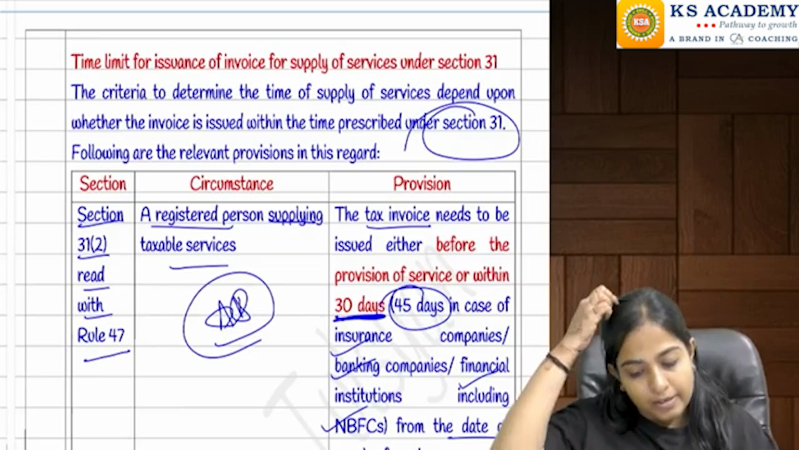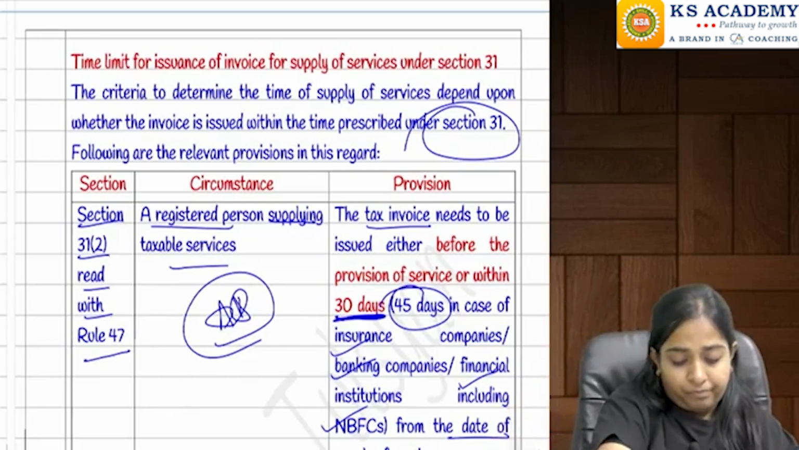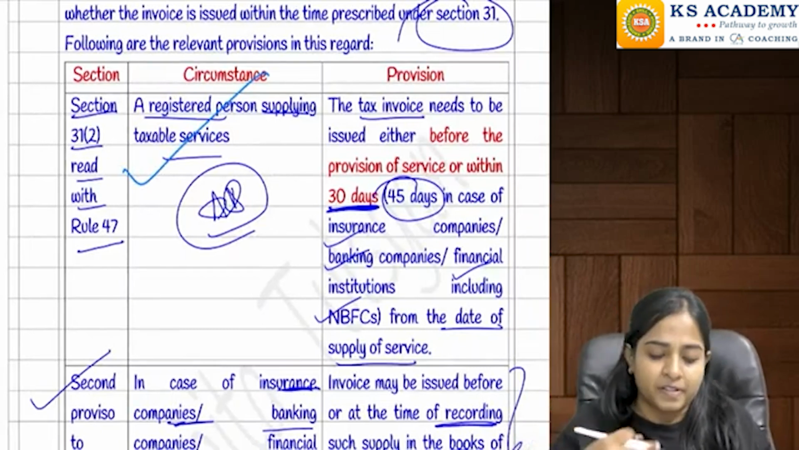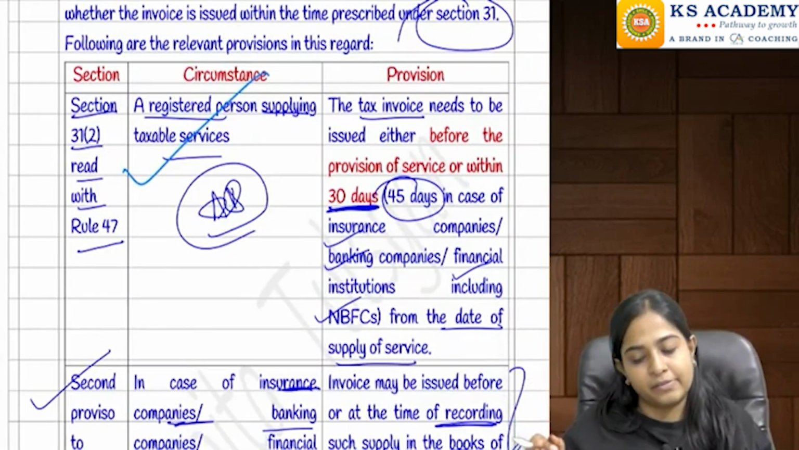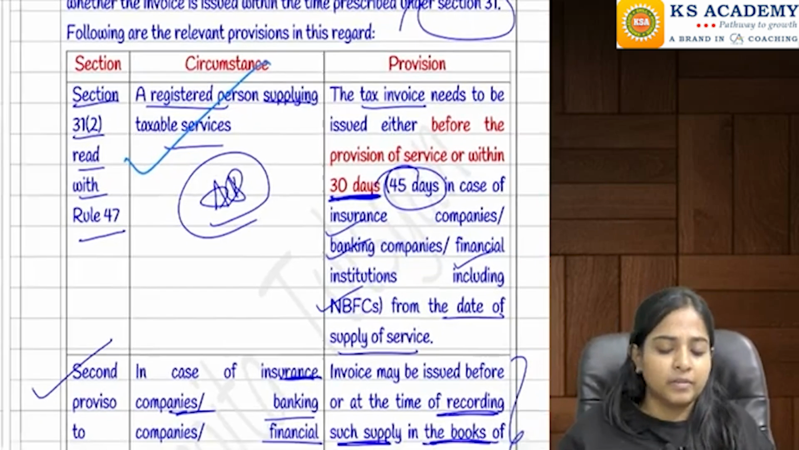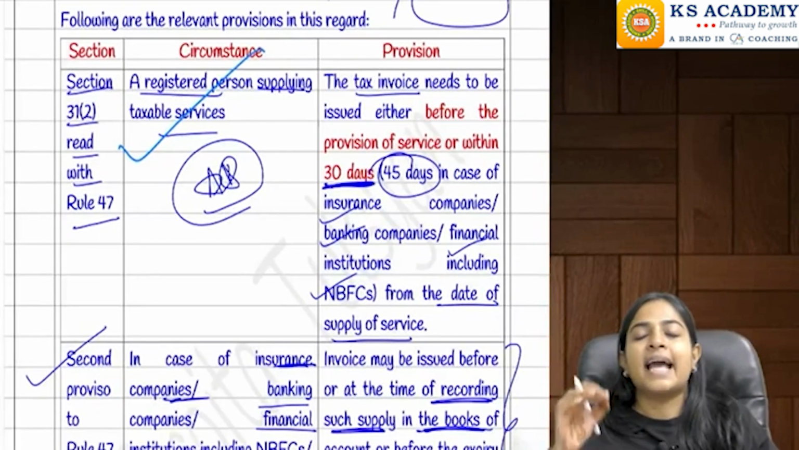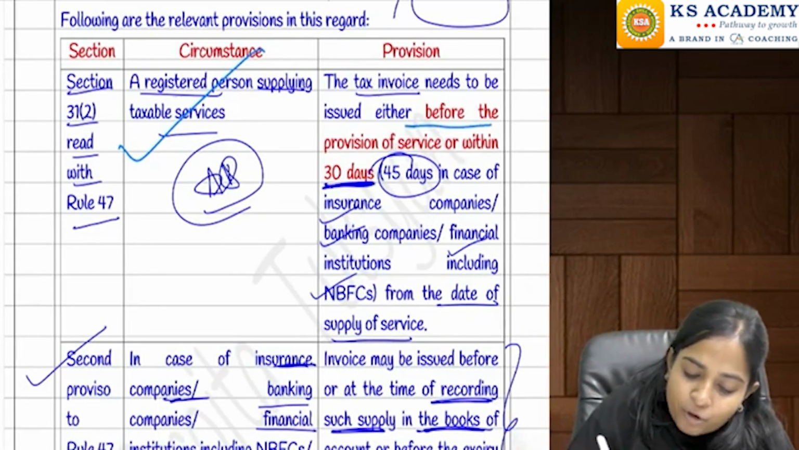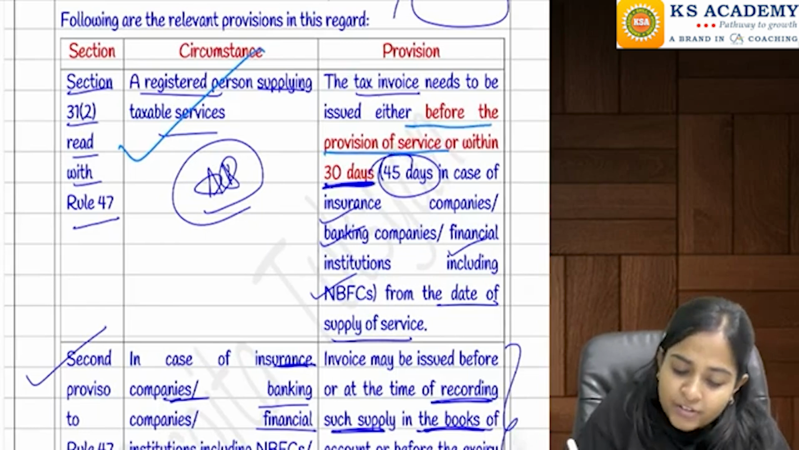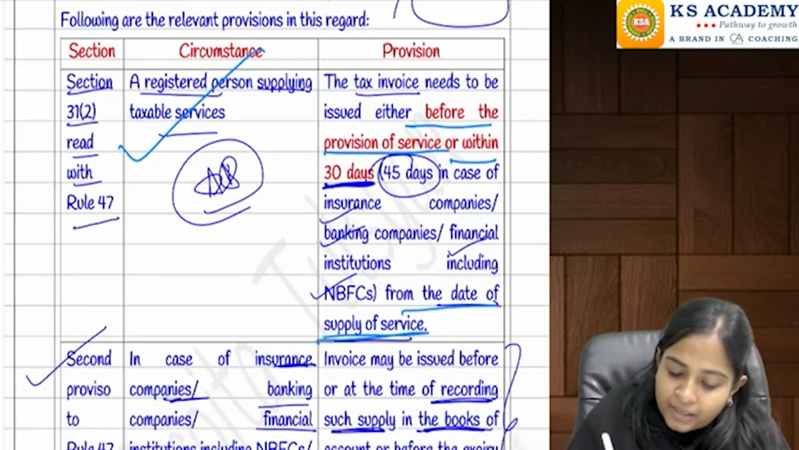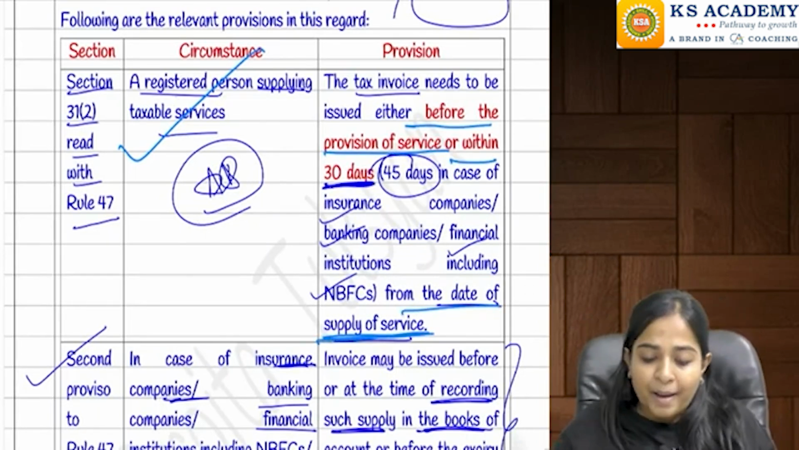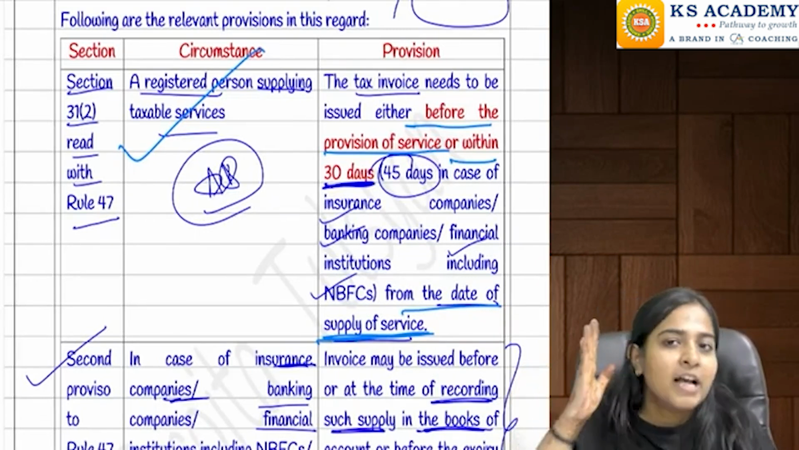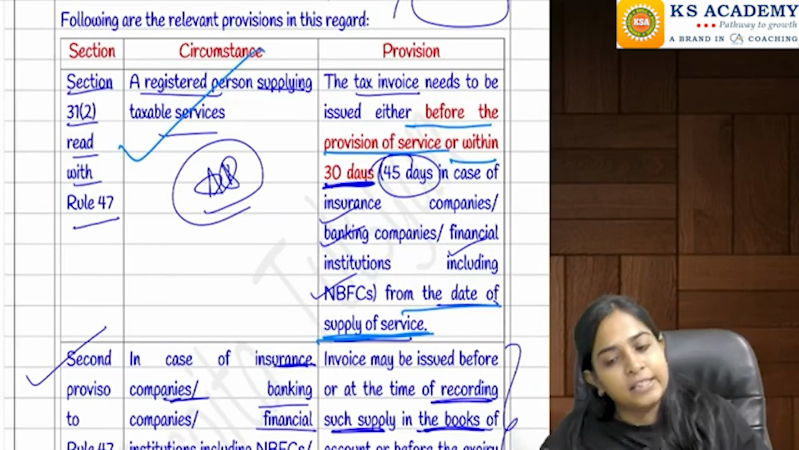Okay, now listen, just try to understand this. Normally, this is normal service. A registered person is supplying some taxable services. In that case, the tax invoice needs to be issued within a time period of 30 days, either before the provision of the service, that is before the completion of service, or within 30 days from the date of supply of service. So at most, we have to issue the invoice within 30 days from the date of supply of service. On or before this period, the invoice needs to be issued.